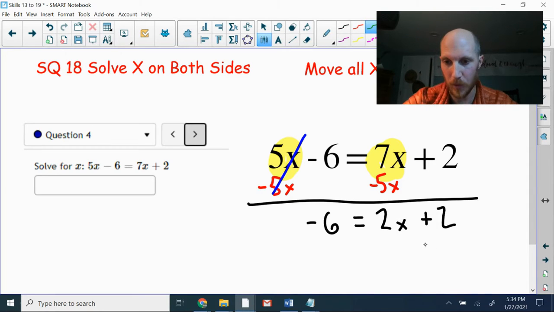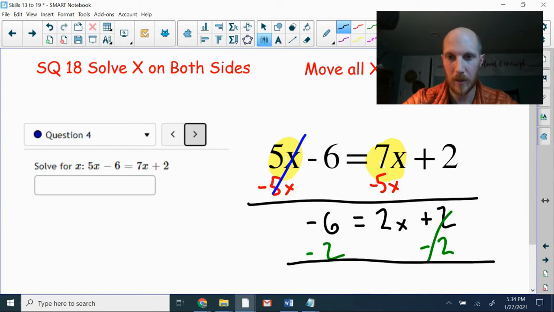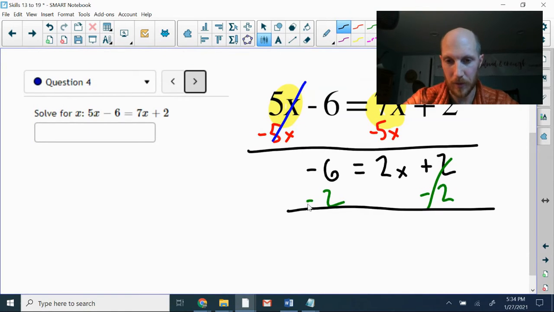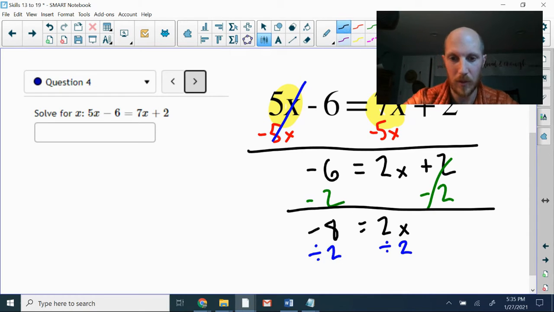Okay, next I am going to subtract this 2 so that I can get my x isolated. So these will cancel. And what I will be left with, I'll start at the left side here. Negative 6 minus 2 is going to be negative 8. Equal sign comes down, 2x. And then lastly, I will need to divide by 2 to cancel that 2 that's being multiplied onto the x. And I'm going to divide by 2 on this side of the equal sign also.